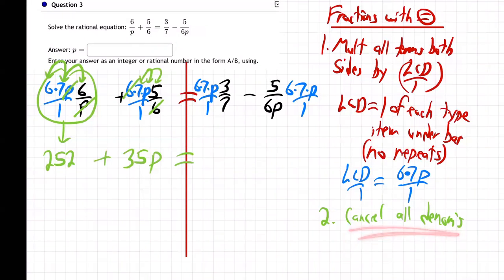We're canceling all denominators, cross canceling. And then you just multiply whatever's left over. 7 times 5 is 35P. Right here, the 7s are going to cancel. What's left over? 6 times P times 3. What's that? 18P minus. And 6 and P cancel 6 and P. What's left over? 5 times 7, 35. We don't care about the ones. All right, look at that. So we canceled all denominators. All denominators are canceled away.